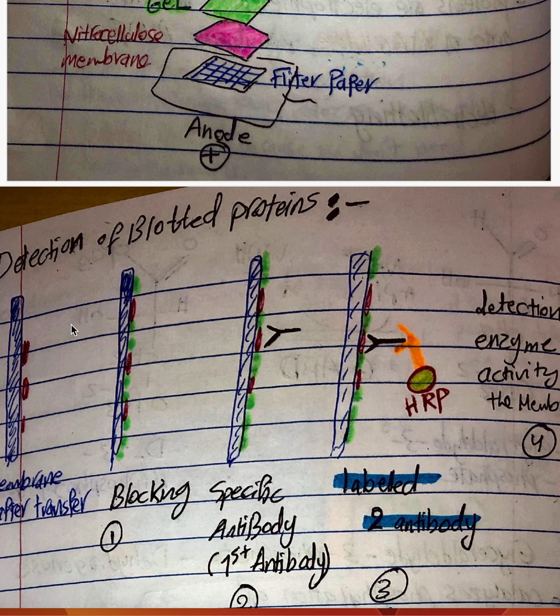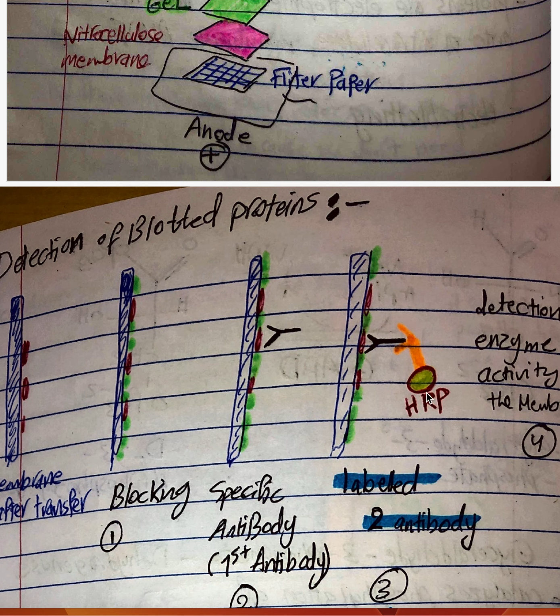Detection of the blotted antibodies. This is the membrane after transfer. These are the proteins. Then we do blocking, and we do the blocking with fat milk. After the blocking, we add the primary antibodies, and then second antibodies with the HRP.